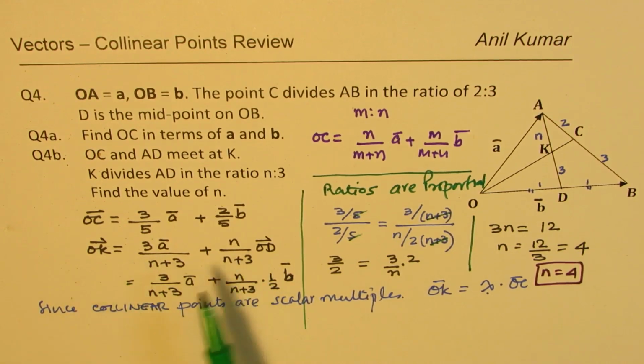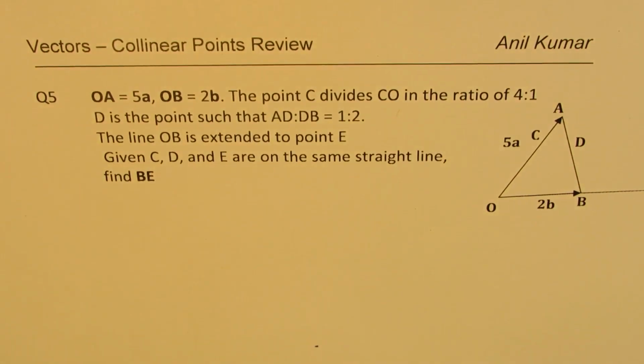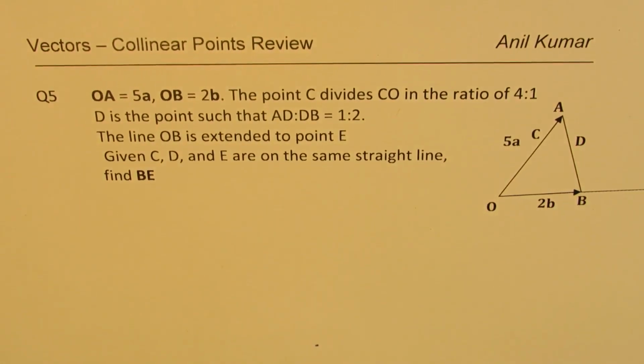Whenever you have collinear points, these ratios are fixed, right? Based on this, we now have a thinking question, which is question number 5. Let's try. Here is the last question. I hope you have learned all the concepts and you're confident to take this up.